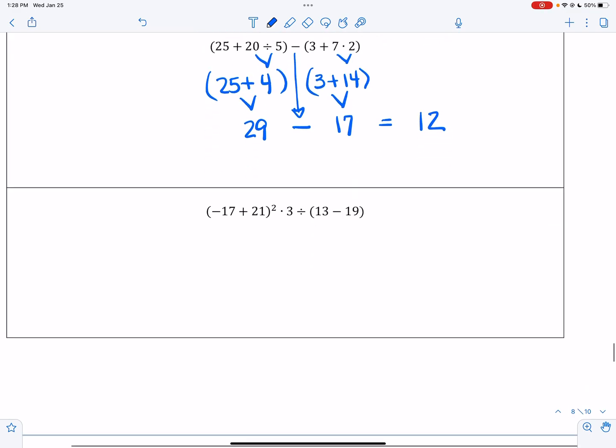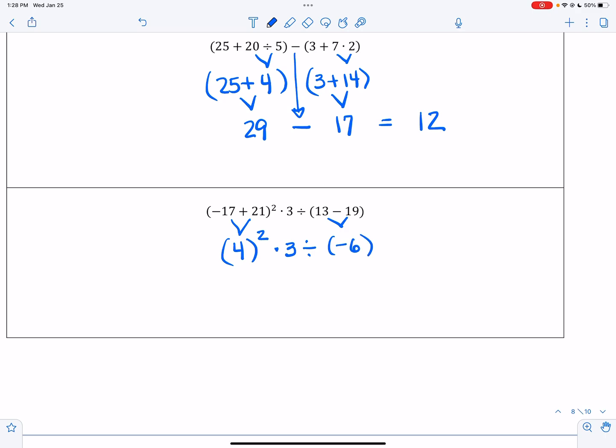So now the next thing I'm going to look at is starting to increase the steps by having parentheses and then possibly some exponents. So this first group, I'm going to take negative 17 plus 21, and that gives me 4, which needs to stay in the parentheses because now I have to square it. I'm going to bring down the times 3 and the division, and then I'm going to go ahead and do my next set of parentheses to give me negative 6.